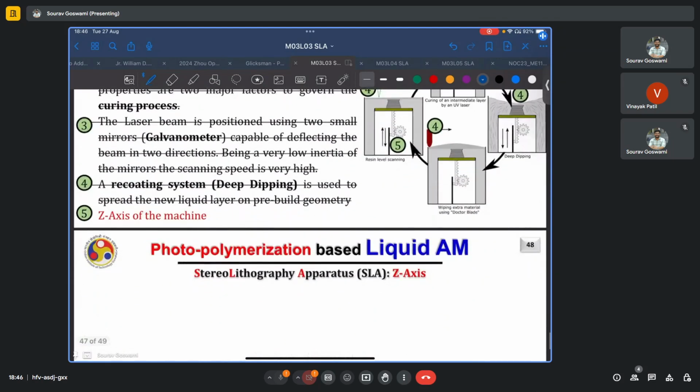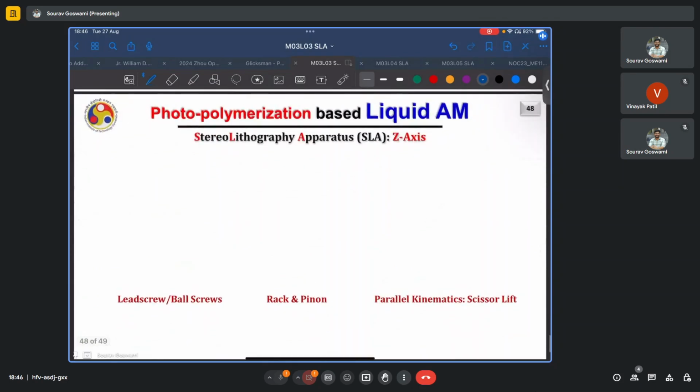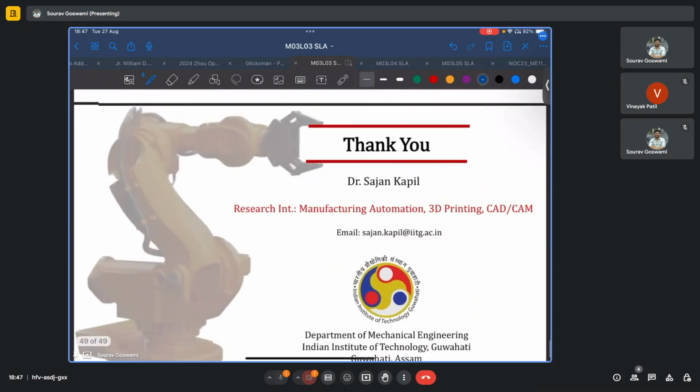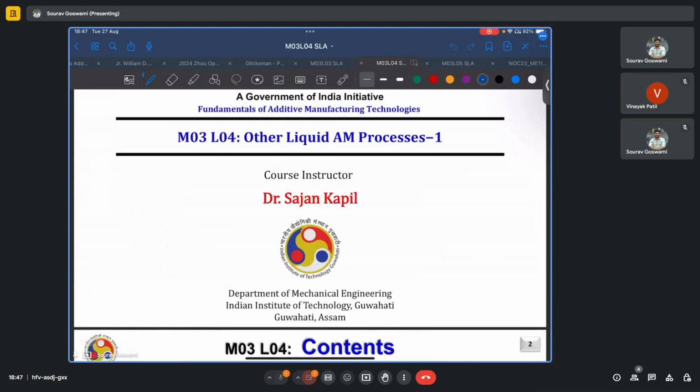Now, the final subsystem involves the Z-axis of the machine, which may either be actuated using some lead screw or ball screws. It may be actuated using a rack and pinion mechanism, or for the simplest case, may simply use parallel kinematics from something called a scissor lift, which can have a very small footprint in the build plane and can achieve substantial build heights. Now that does it for SLA and SLA-ZFL.